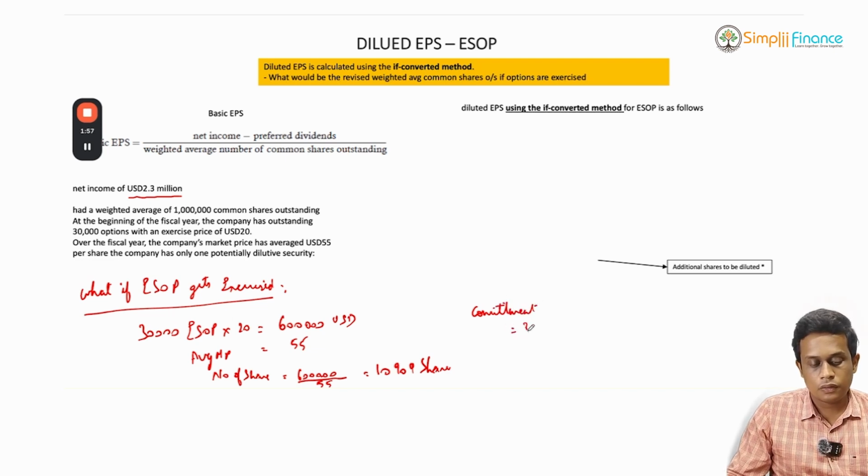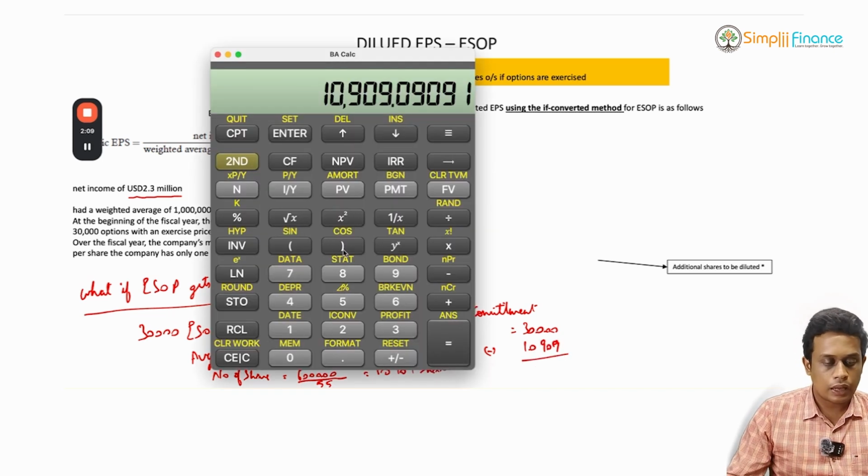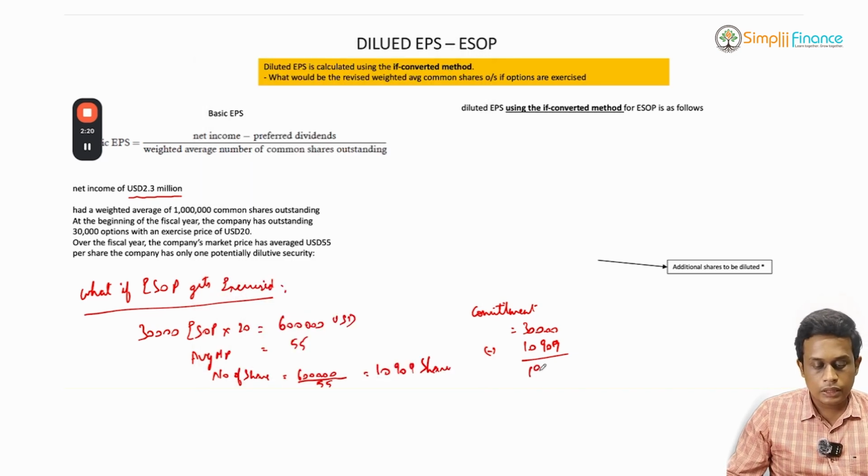But I have a commitment of 30,000 shares, assuming each ESOP gets me a share. So with this money I can only get 10,909 shares. So additionally I have to infuse 19,091 shares into the market so that I can cater to the commitment of 30,000 shares.